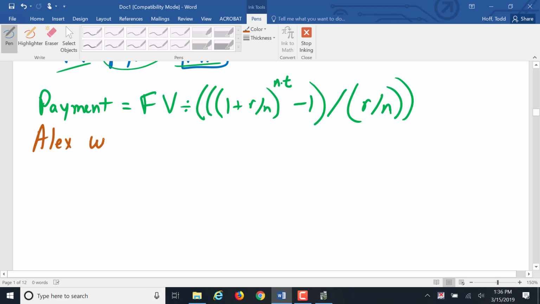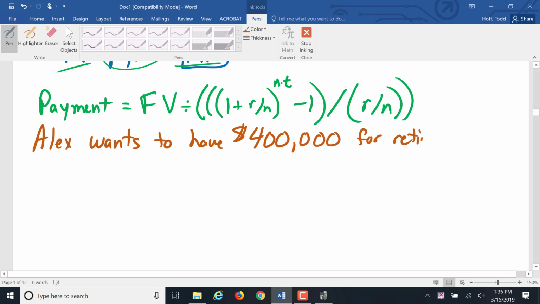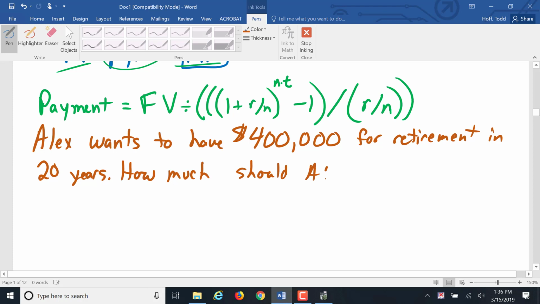Alex wants to have $400,000 to retire in 20 years. How much should Alex put away each year? So we're going to plug it into the formula. We're going to figure out that payment.